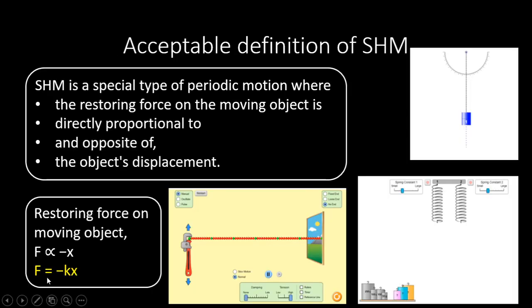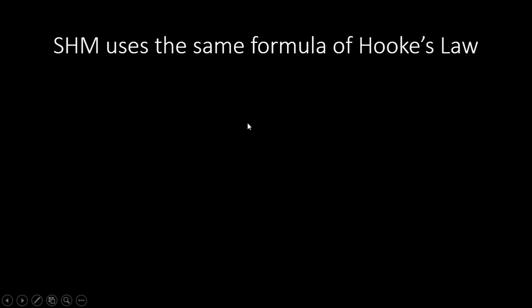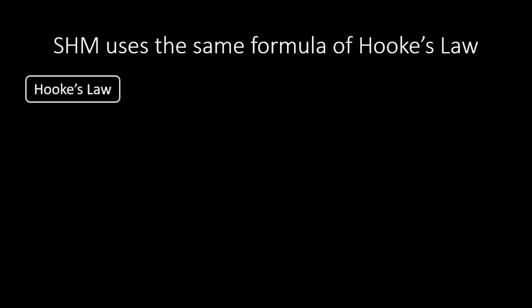Now we will understand that simple harmonic motion uses the same formula as Hooke's law. As we have used the formula F equals minus kx in simple harmonic motion, Hooke's law also employs the same mathematical formula, F equals minus kx. At first we understand what is called Hooke's law.